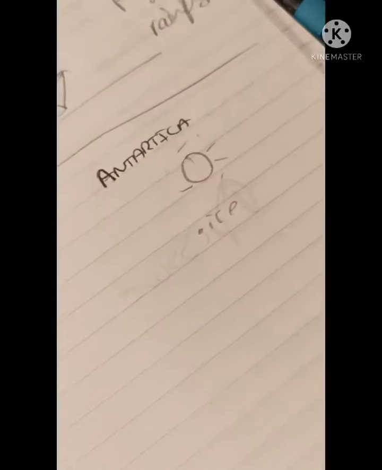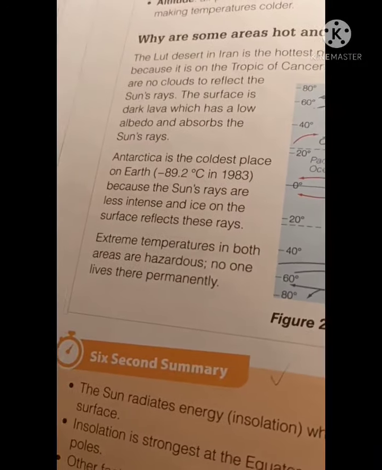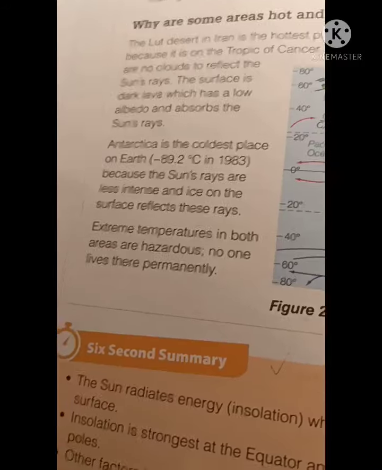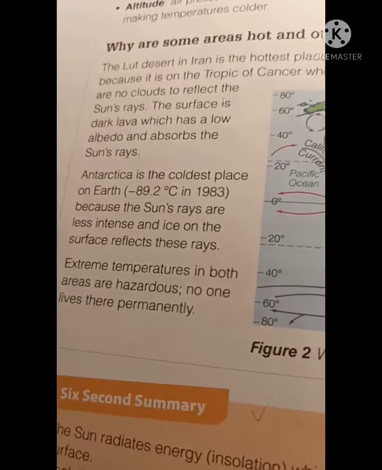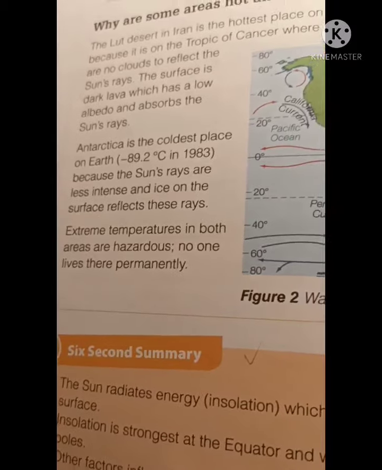Then we're going to move on to Antarctica, the coldest place on Earth, at negative 89.2 degrees, and this is because the sun's rays are less intense. And the ice reflects these rays. No one lives there permanently.